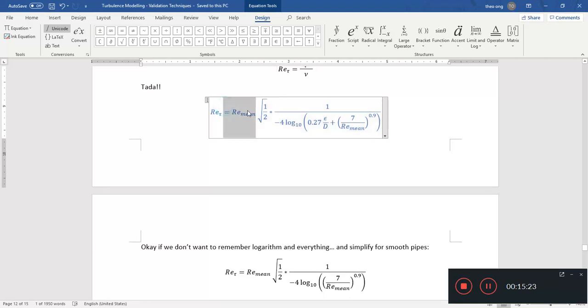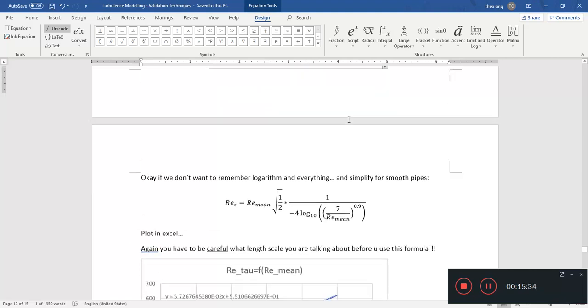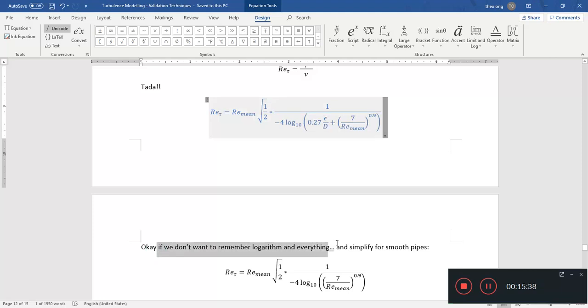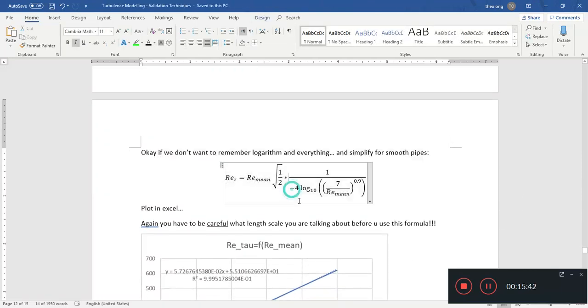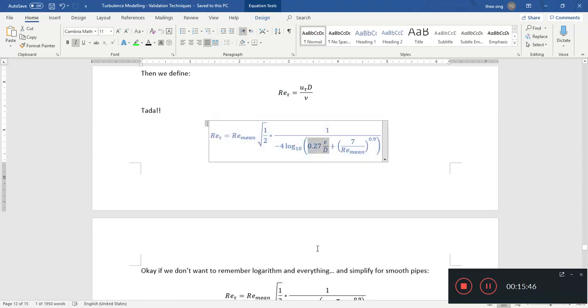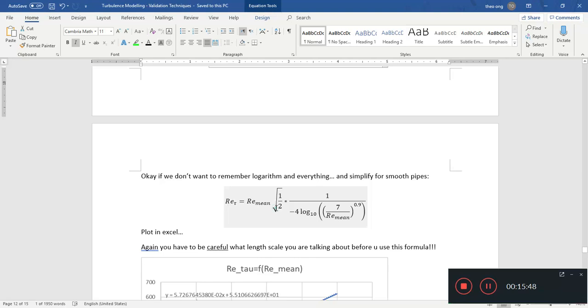So what is this then? Can we simplify this even further, because we don't like all this logarithm stuff here. If you want to do that, it's still possible. If you don't want to remember everything, we can just simplify for smooth pipes like so. What I did is I set this to 0 for a smooth pipe, so I get this correlation here. And I plotted this in Excel.